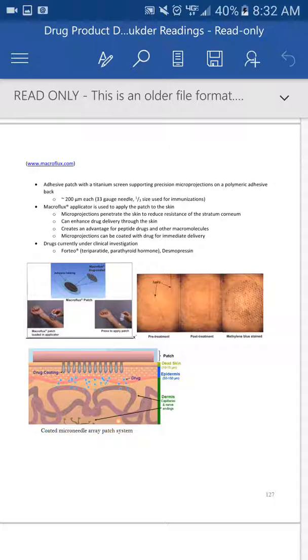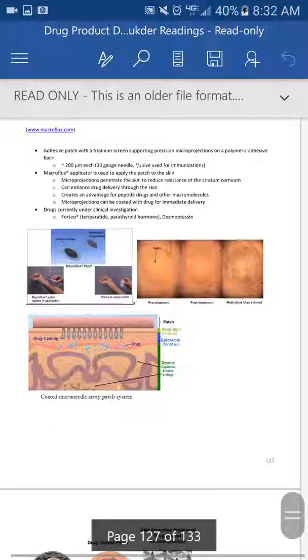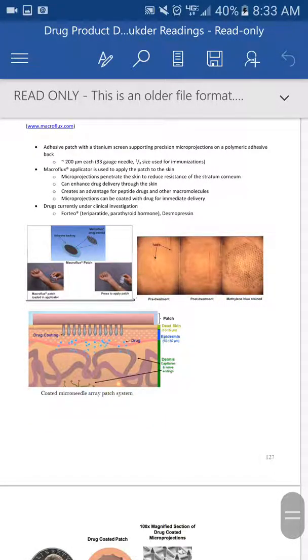And these needles are 33 gauge, so they're 1/3 the size used for immunizations. Super, super small. The Microflux applicator is in the bottom image right there. You can see that it's just the gray little things stabbing through the dead skin, entering the epidermis, and diffusing into the dermis. This creates an advantage for peptide drugs and other macromolecules because they can force their way down through the dead skin layer.